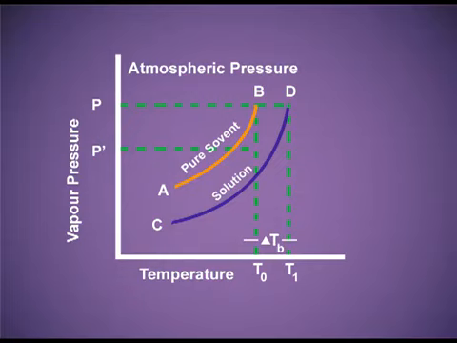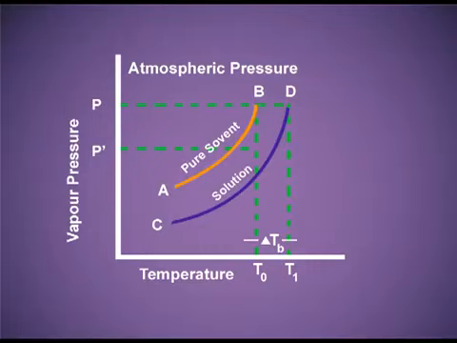But in the case of the curve CD, that is the curve for the solution, at the temperature T naught B, the vapor pressure is much less than the atmospheric pressure. So, the solution will not boil. And if we want our solution to boil, we heat it more. And at TB temperature, the vapor pressure increases and becomes equal to atmospheric pressure, and at point D you can see that it is becoming equal to atmospheric pressure and it is boiling.